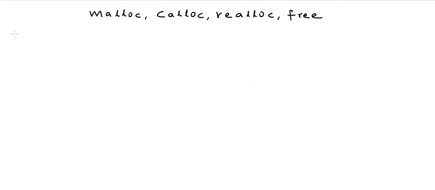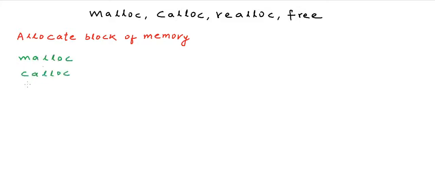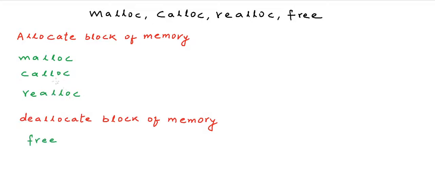We will be talking about three functions that allocate a block of memory on the heap, and these functions are malloc, calloc, and realloc. And we will also be talking about one function that deallocates a block of memory on the heap, and this function is free. Let us first talk about malloc.